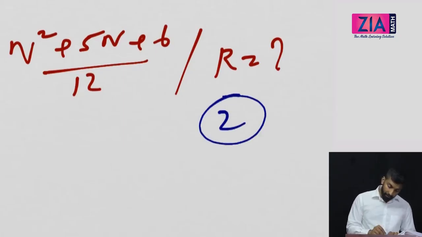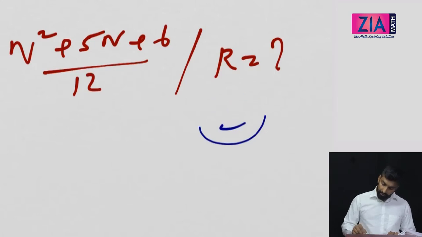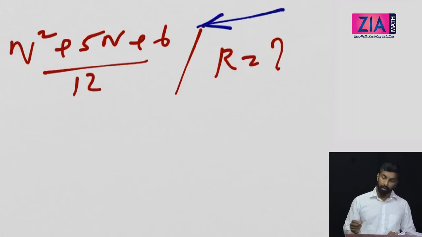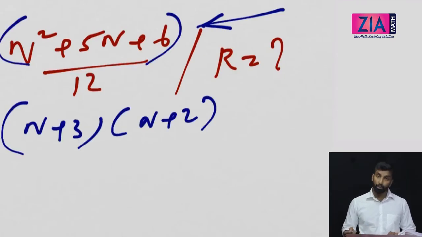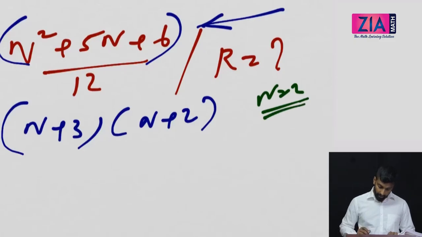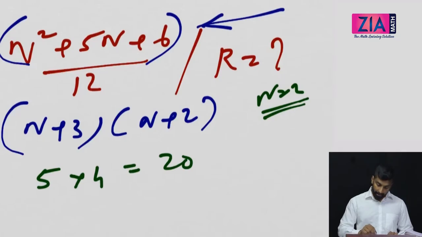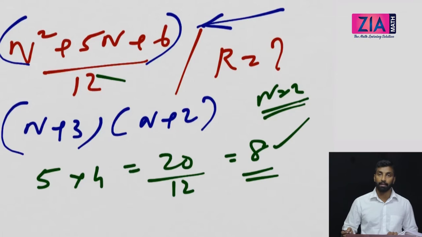Now n can take different values, right? Everything else will increase in steps of 12. Now if you substitute that 2 here, you will get the answer. Or what you can do is split this in terms of n plus 3 into n plus 2, right? So if you substitute the value n is equal to 2, which we got now, you'll get 5 into 4, which is equal to 20. And 20 you need to divide by 12, right? So you get the remainder as 8. And the answer for this question is 8.